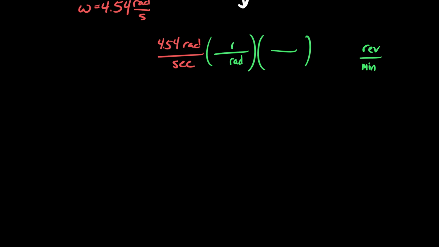And I want to be left with revolutions. Since I know a direct conversion, I only have to do this once, but I need to know my conversion fact. And my conversion fact is that for every 1 revolution, there are 2 pi radians.